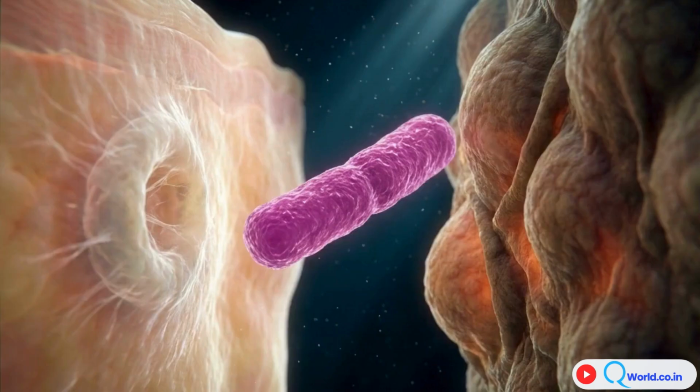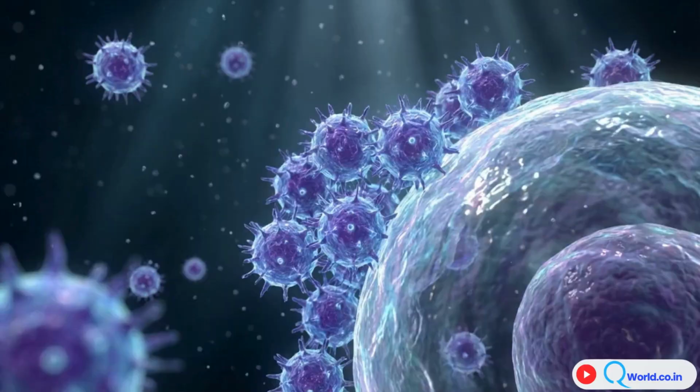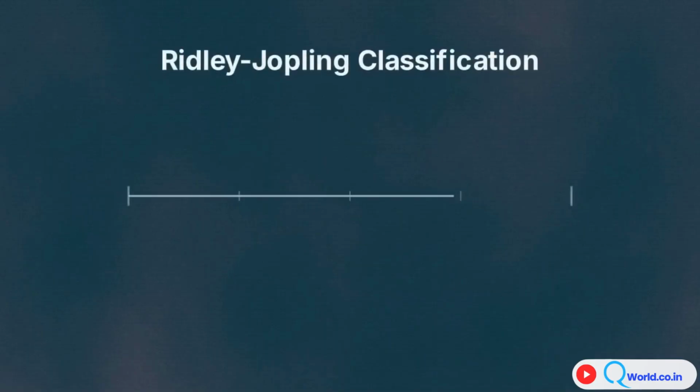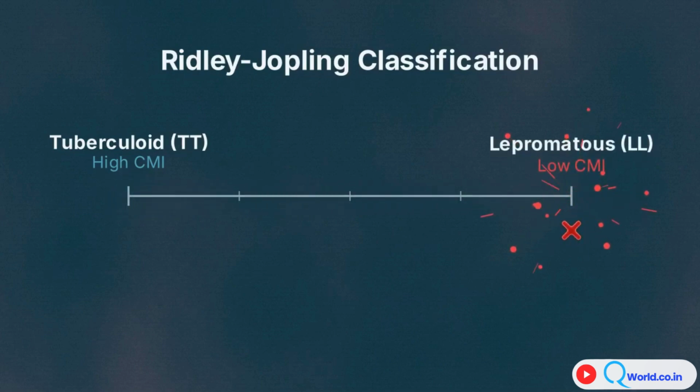Every clinical presentation of leprosy, from a single skin patch to total facial collapse, is caused by the exact same bacterial strain. The divergence in symptoms is governed entirely by the host. Specifically, the severity depends on the strength of the patient's innate and cell-mediated immune response, or CMI. This spectrum, known as the Ridley-Jopling classification, maps this immune battle. It ranges from a high CMI on the left, known as tuberculoid leprosy, down to a low CMI on the right, categorized as lepromatous leprosy.